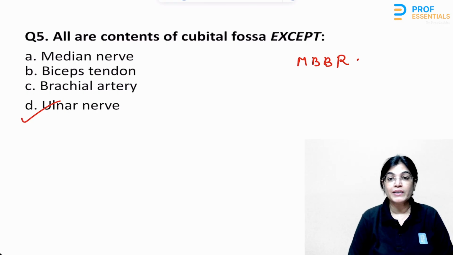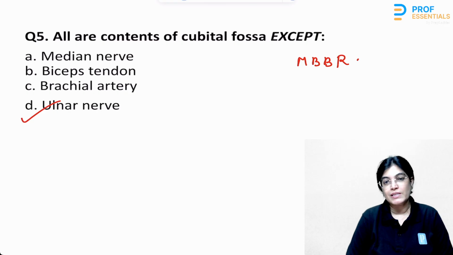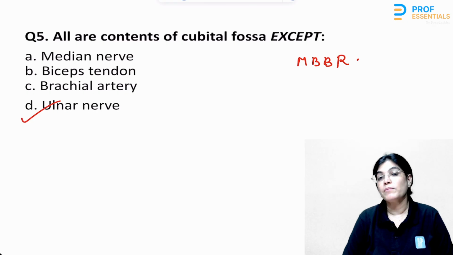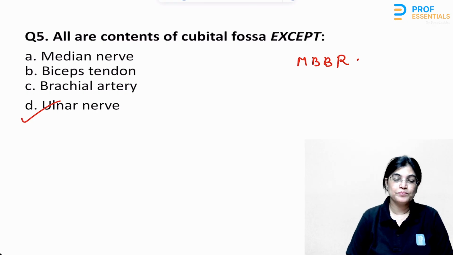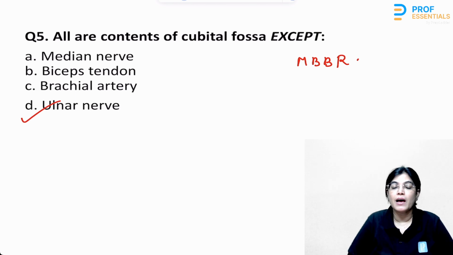And the median cubital vein is, most of the time, used for drawing blood samples for investigations. And we will also have the medial cutaneous nerve of arm medially and the lateral cutaneous nerve of forearm laterally as the content of the roof. Strengthening this roof is the bicipital aponeurosis.